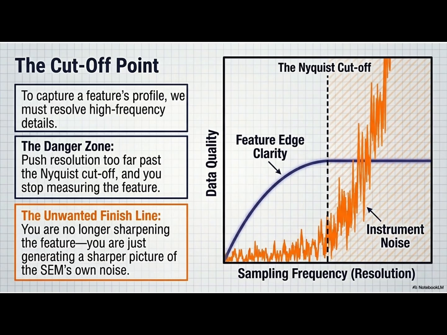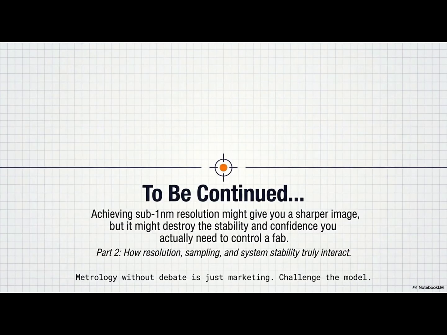To be continued. That's enough for part 1. Next time, we'll dive deeper into how resolution, sampling, and stability really interact, and why achieving sub 1 NM resolution might not give you the stability or confidence you actually need.